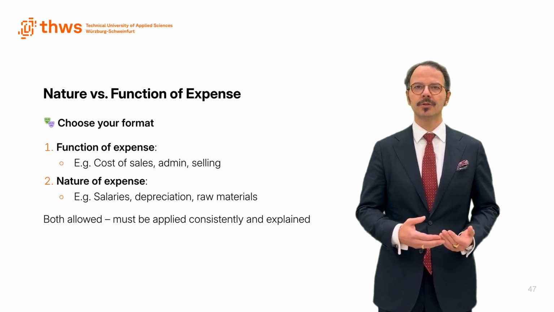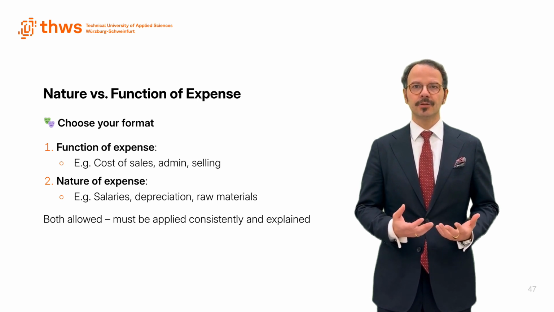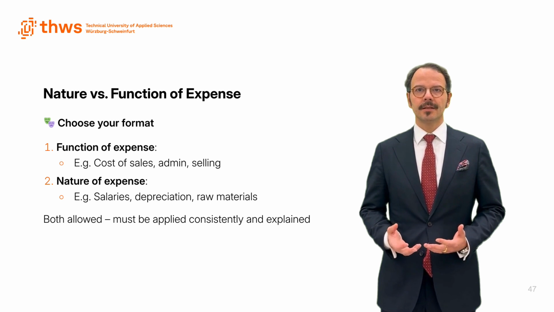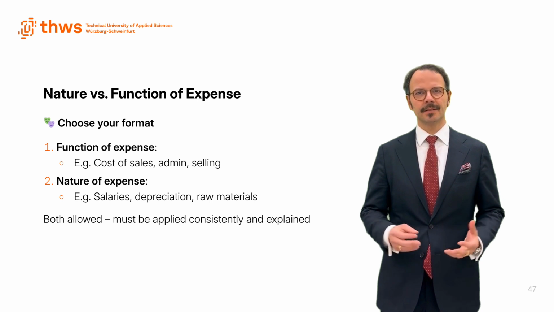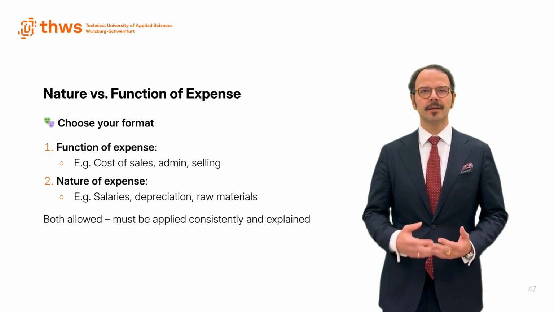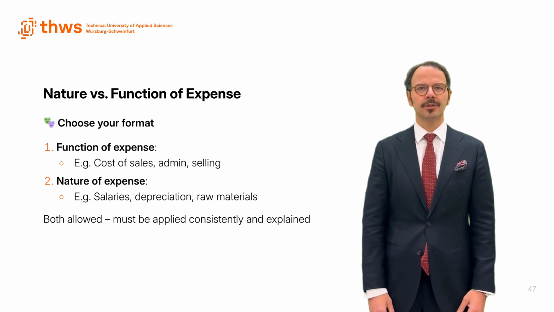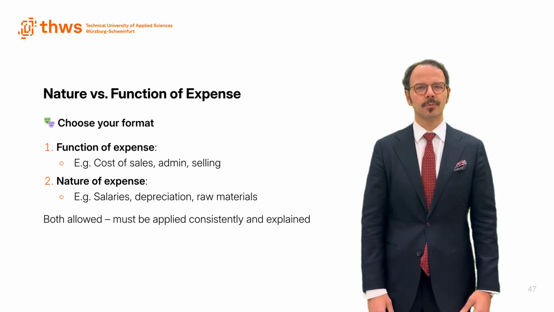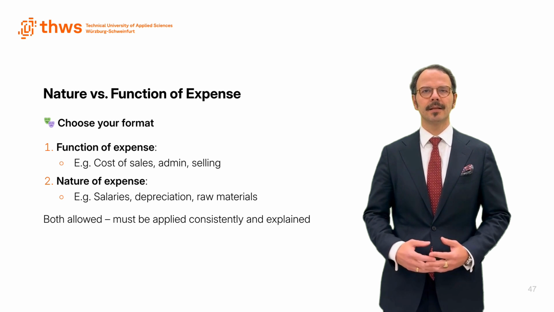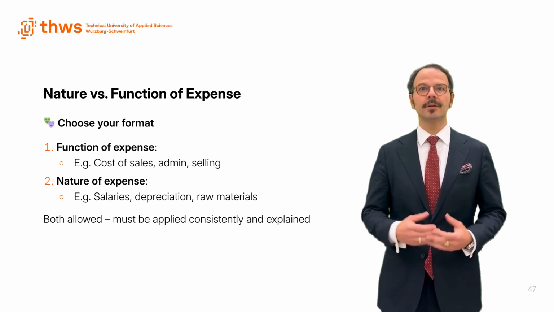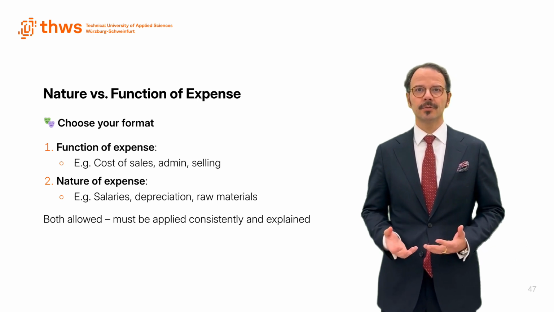This split is important because it helps users understand which gains or losses might affect future earnings. Now, for a classic reporting choice, how do you present your expenses? IAS 1 gives you two formats: function of expense, grouped by business activity, like cost of sales, admin, selling; and nature of expense, grouped by what the expense is, like salaries, depreciation, raw materials. Both formats are allowed. You just have to pick one, stick with it, and explain your choice clearly in the notes. And please, no mixing formats mid-year. That's a guaranteed user confusion moment.